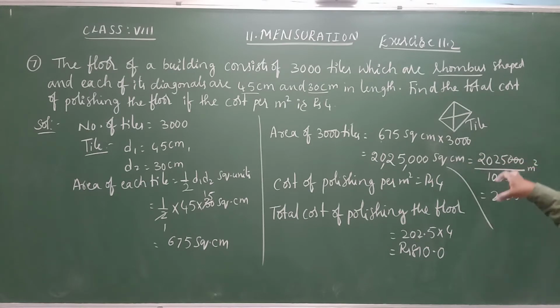Convert that into meter square. For that, what we have to do? 1 meter square is equal to how much? 10,000 centimeter square. So by dividing by 10,000 we get meter square. Then by multiplying with 4 we will get the total cost of polishing the floor, which is 810 rupees. Is it clear, children? Can we move to the next sum? Yes.